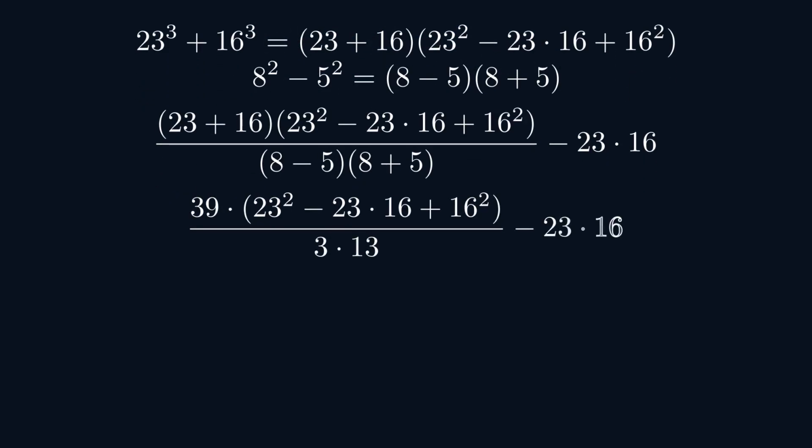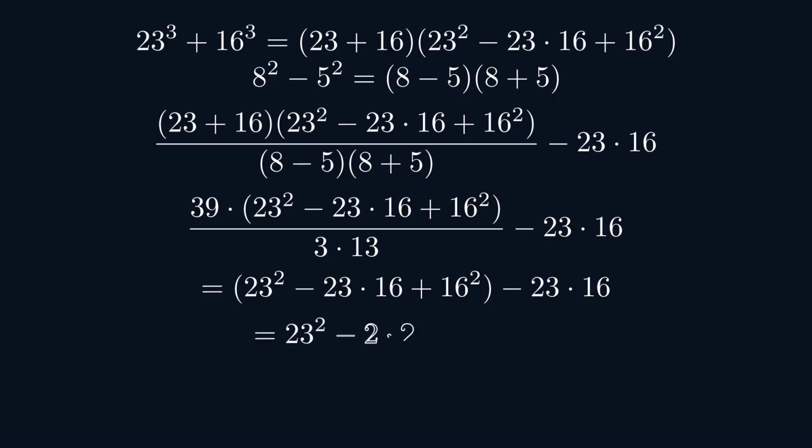Since 23 plus 16 equals 39, and the denominator factors into 3 times 13, the fraction becomes 39 multiplied by the quadratic term, divided by 3 times 13, minus 23 times 16. Notice that 39 in the numerator cancels with 39 in the denominator, since 3 times 13 is also 39. Now combine the terms: negative 23 times 16 minus another 23 times 16 gives negative 2 times 23 times 16.